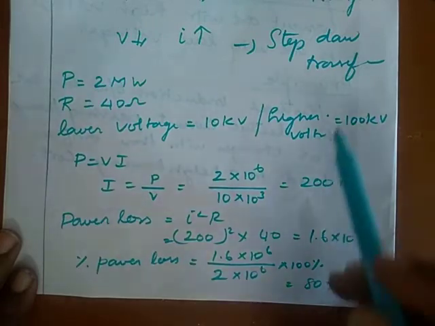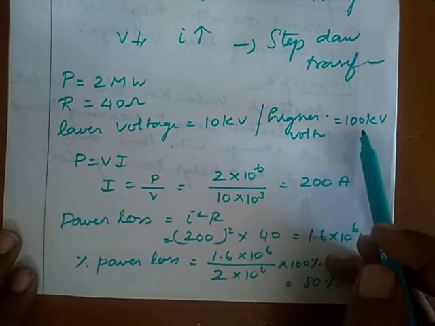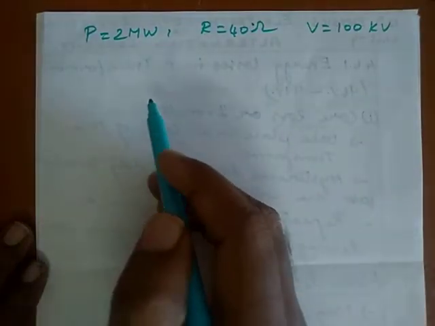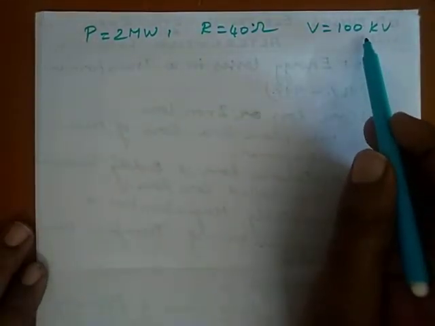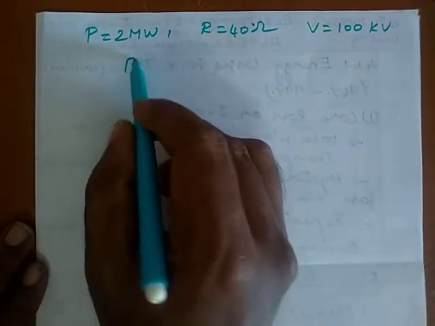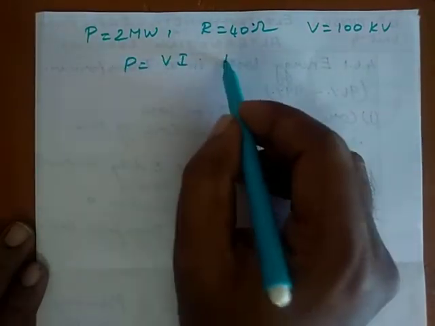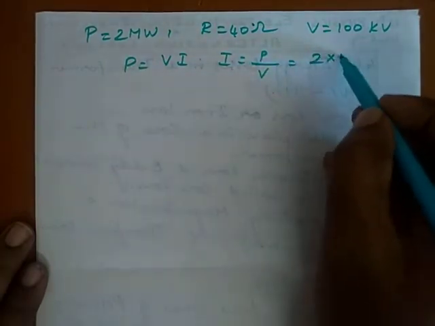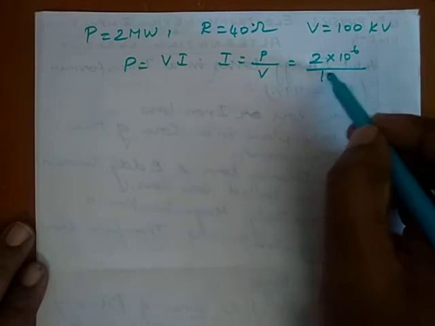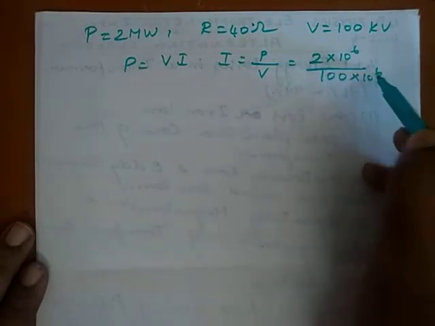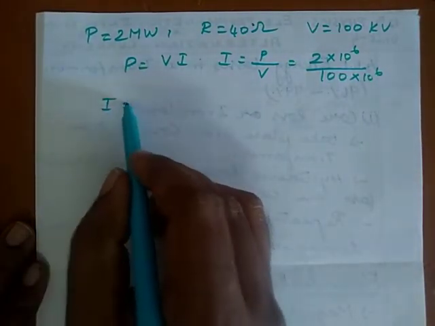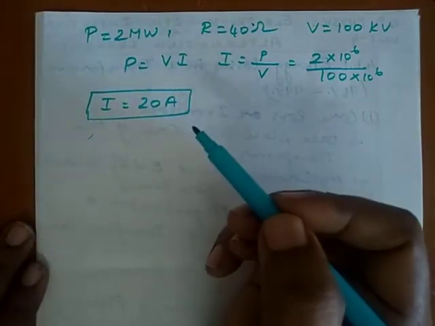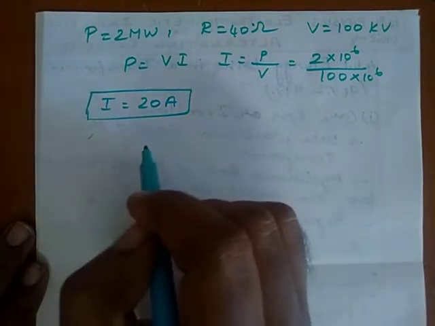Okay, then next let me see the higher voltage, 100 kilovolt. See, for this case we are increasing the voltage. So we know power P is equal to voltage into current, then I is equal to power by voltage, then it becomes 2 into 10 power of 6 by 100 into 10 power of 3. After solving this the current I becomes 20 ampere. Okay, in the previous case it was 200 ampere, here the current is 20 ampere.